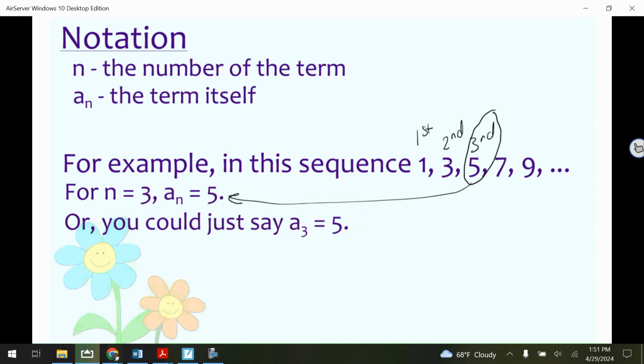So the normal way of saying this would be the third term is 5. Okay? And we can see that from the sequence: first term, second term, third term, fourth term, fifth term. The third term is 5, but mathematically, this is how we state it. So that's a note on the notation.